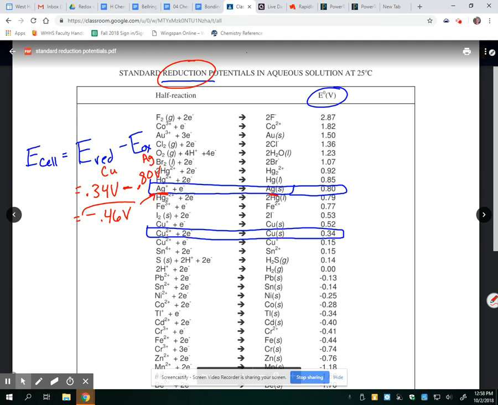This is a negative value, so that means that the reaction is not spontaneous and will only occur in an electrolytic cell. We're going to have to force this reaction to happen. So this won't be a battery. This one we have to use a battery to get this reaction to happen.